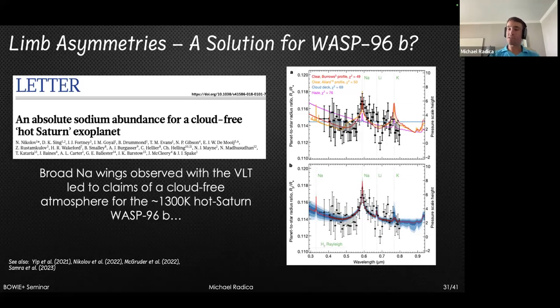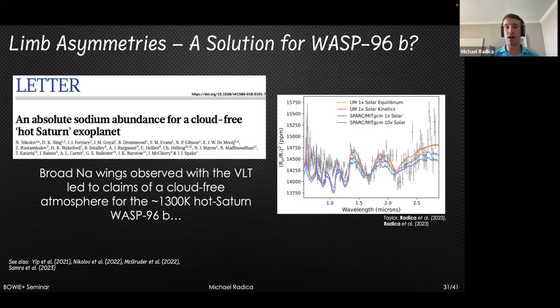But this has never made sense to me, and I think a lot of other people as well, right? Especially for a 1300 Kelvin hot Saturn sort of planet, how can it be possible that we don't have any clouds in this planet's atmosphere? But a potential solution to this is that we simply have the transmission spectrum being dominated by the contribution from the hotter, puffier, cloud-free evening hemisphere, but we still do have clouds forming on the morning, but their contribution to that limb-averaged transmission spectrum is simply being dwarfed.